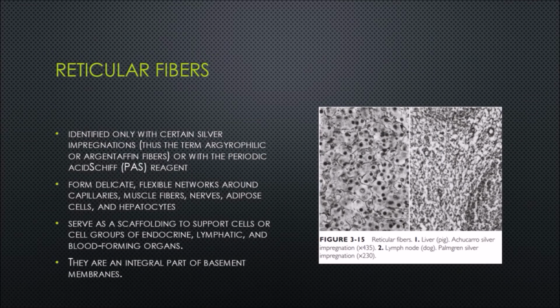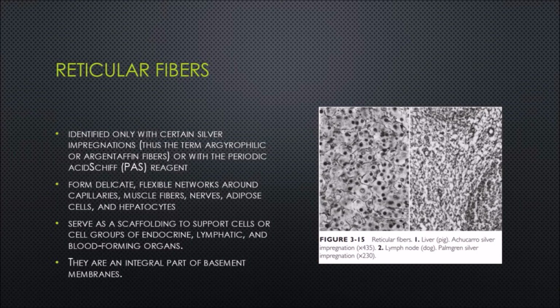The next type of fiber is reticular fibers, identified only with certain silver impregnations or with the periodic acid-Schiff reagent. They form delicate, flexible networks around capillaries, muscle fibers, nerves, adipose cells, and hepatocytes. They also serve as a scaffolding to support cells or cell groups of endocrine, lymphatic, and blood-forming organs.